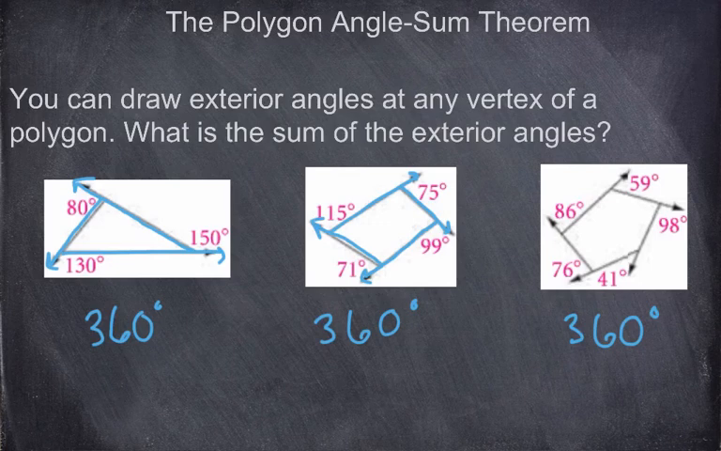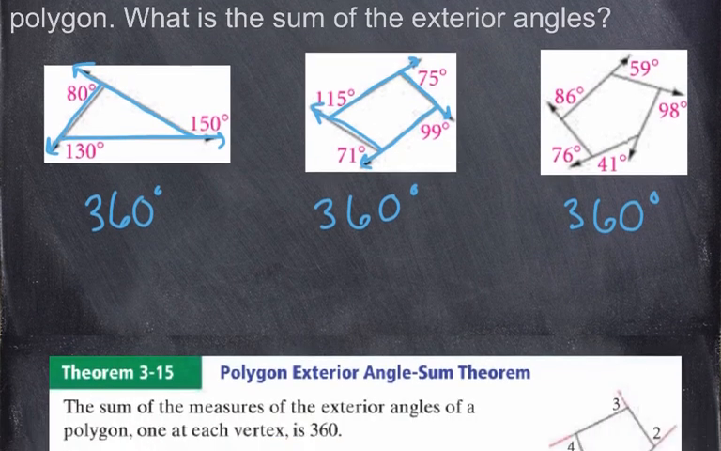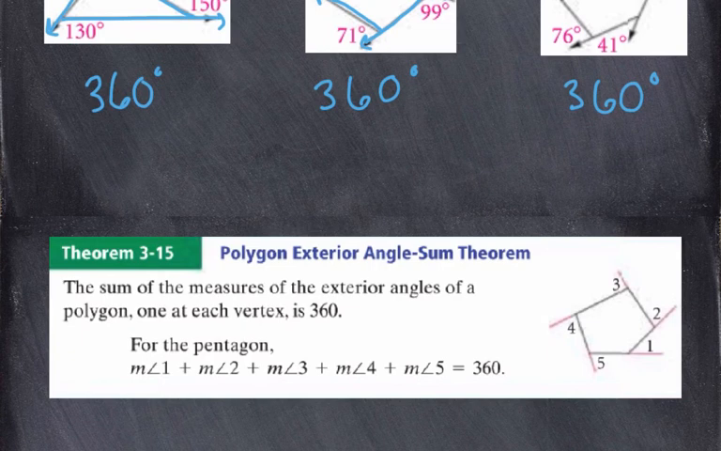So, I mean, if we did 3 different examples with 3 different polygons of different amount of sides, we got 360 every time. We can conclude that the sum of the exterior angles will always be 360 for whatever polygon it may be. Okay? This is just an example to give us a pentagon, but again, it works for any polygon. The sum of the exterior angles of a polygon, one at each vertex, is 360 degrees.